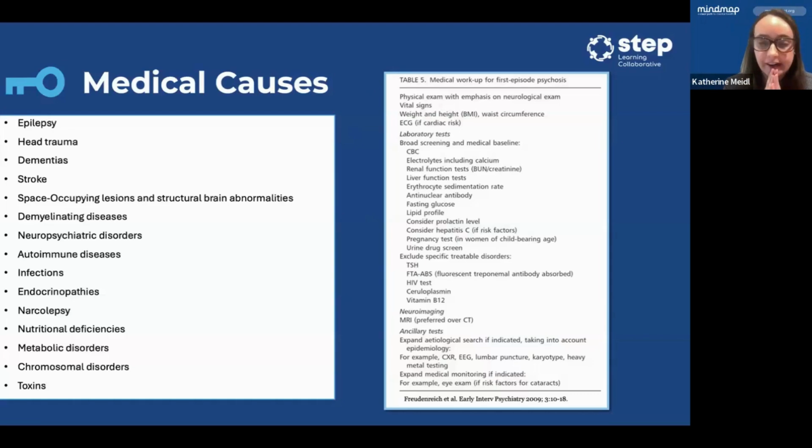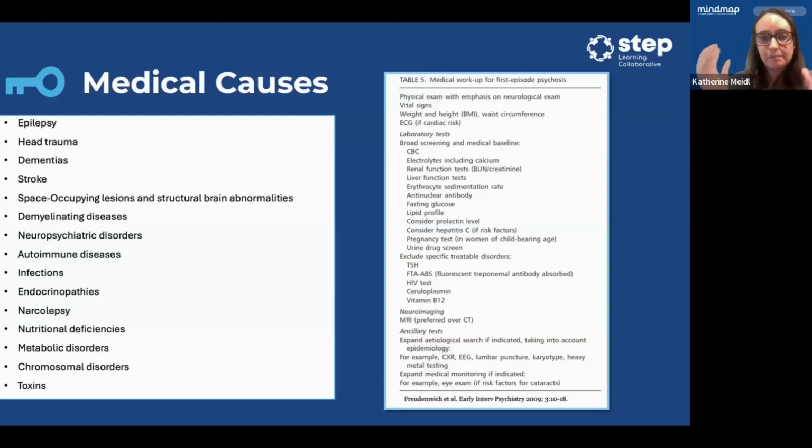And so we wanted to share these two big pieces on this slide. The first big column here is discussing the medical causes that are commonly associated with psychotic symptoms. And then table 5 here is from this Freudenreich article, which we cite at the end in our references, that really talks about medical workup that should be considered for somebody with a first episode of psychosis. And this medical workup often coincides with these medical causes.